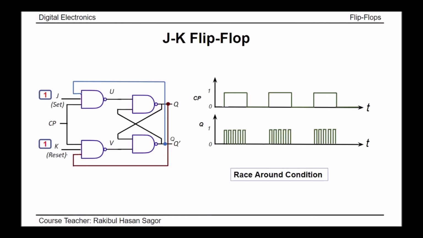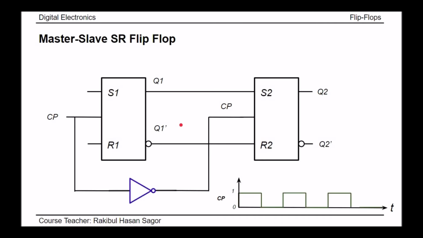Another way of solving this problem is to use a master-slave flip-flop. This is the basic block diagram of a master-slave SR flip-flop. We have two SR flip-flops here, one is here and another is here. The output of the first SR flip-flop is connected to the input of the second SR flip-flop. Both the clock pulses are connected from the same source, but the first one is connected directly and the second one is connected through a NOT gate.